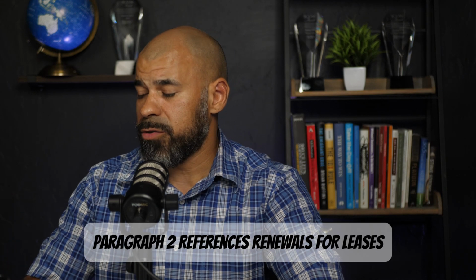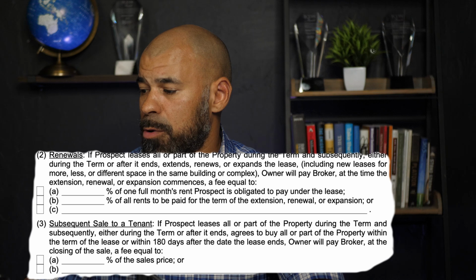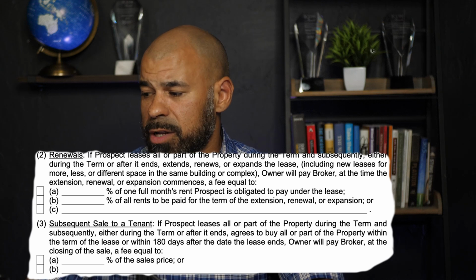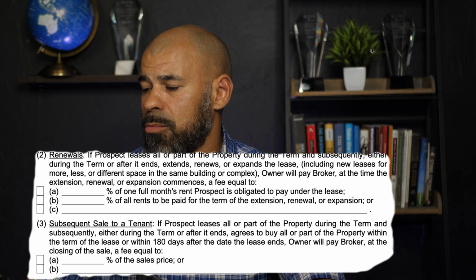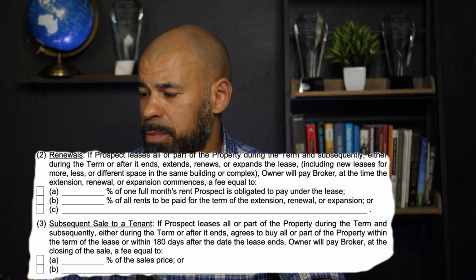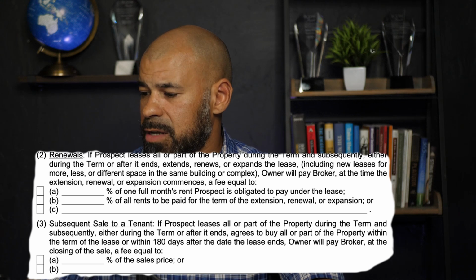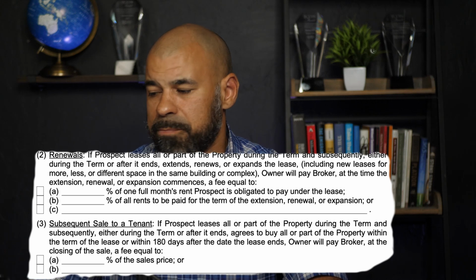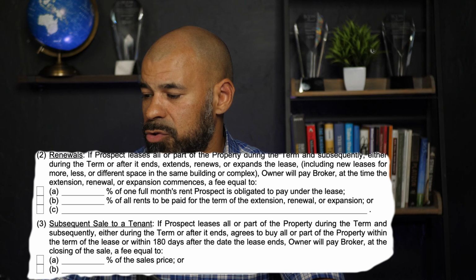Paragraph 2 references renewals for leases. It says if the prospect leases all or part of the property during the term and subsequently, either during the term or after it ends, extends, renews, or expands the lease, including new leases or more, less or different space in the same building or complex, owner will pay broker at the time the extension, renewal, or expansion commences a fee equal to, and then you have those same 3 choices, right? So I've never really seen renewals used in any of these, but you could use them.